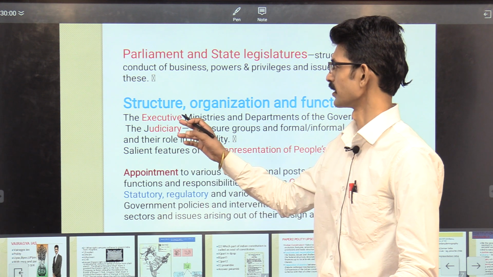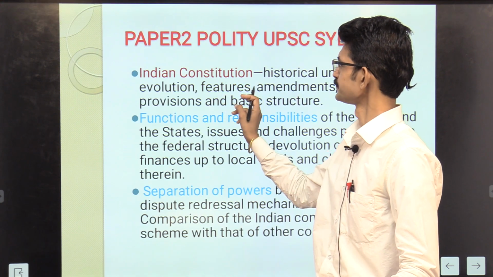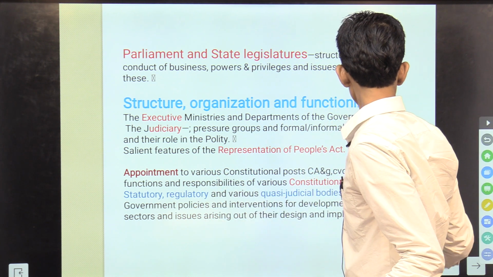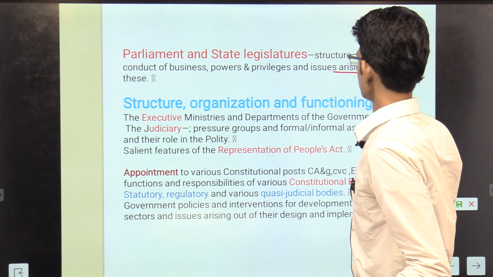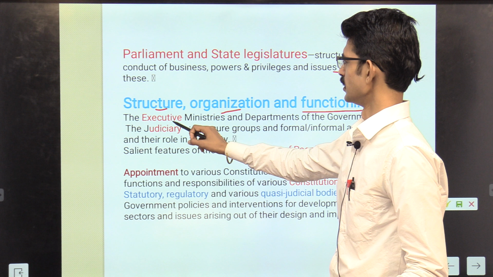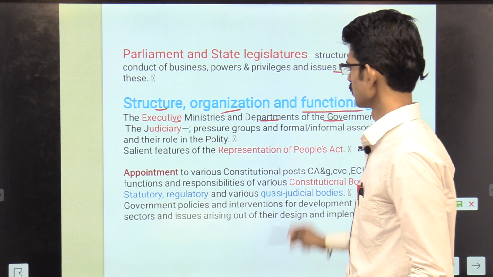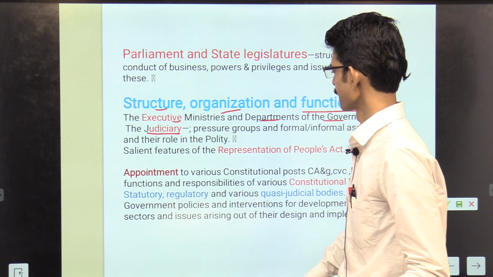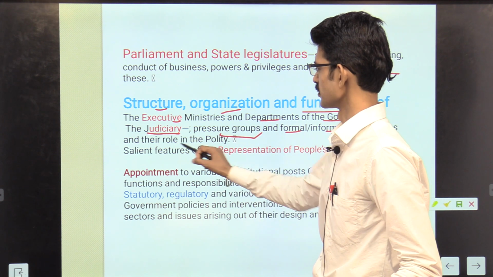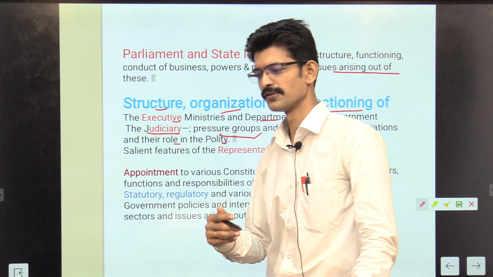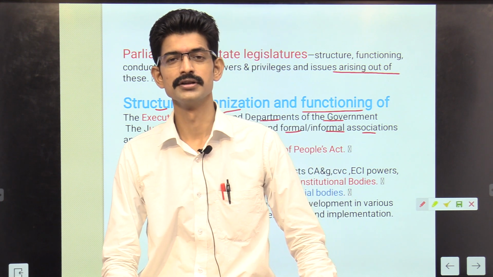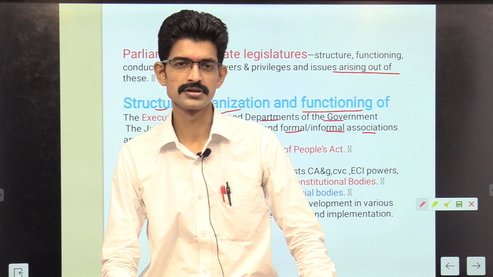Also we look into the conduct of business, powers and privileges, and issues arising out of the various bodies. Then there is the structure, organization and functions of executive ministers, departments of government and the judiciary. Pressure groups are there, and formal and informal associations and their role in the polity. What is the role in the judiciary of the formal association?